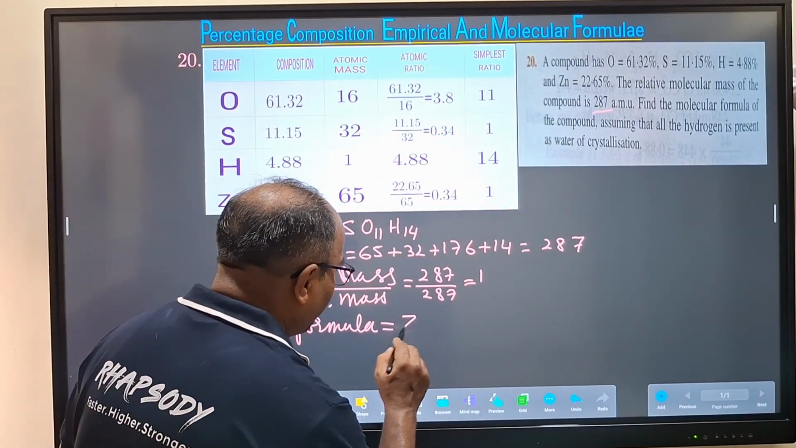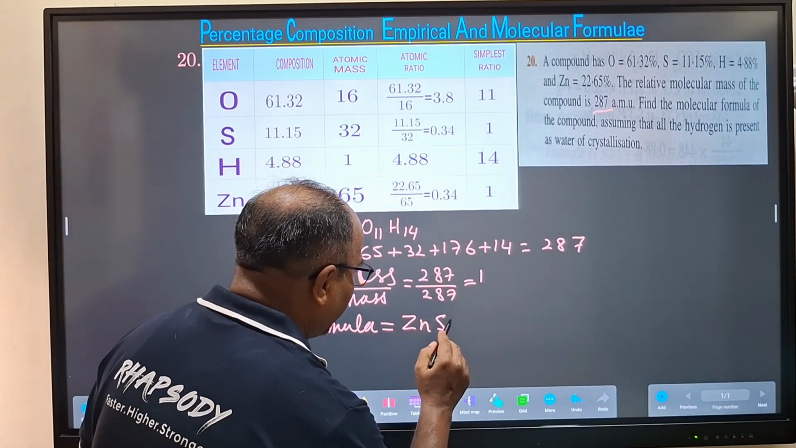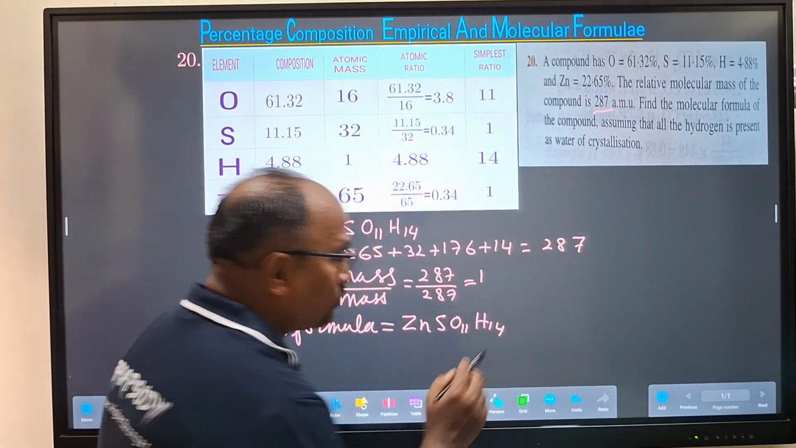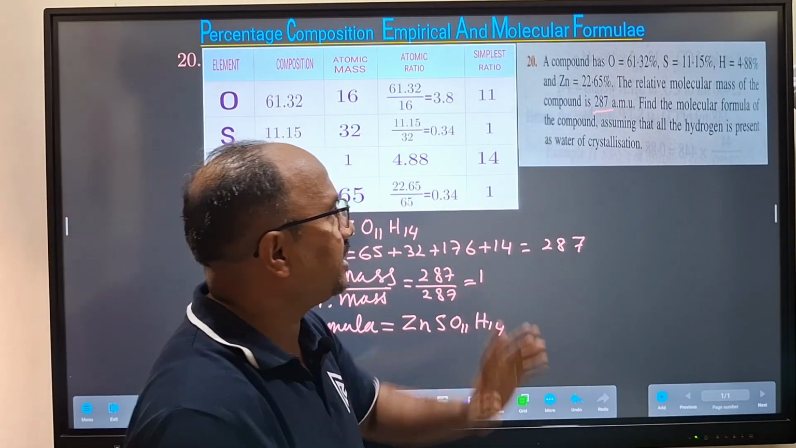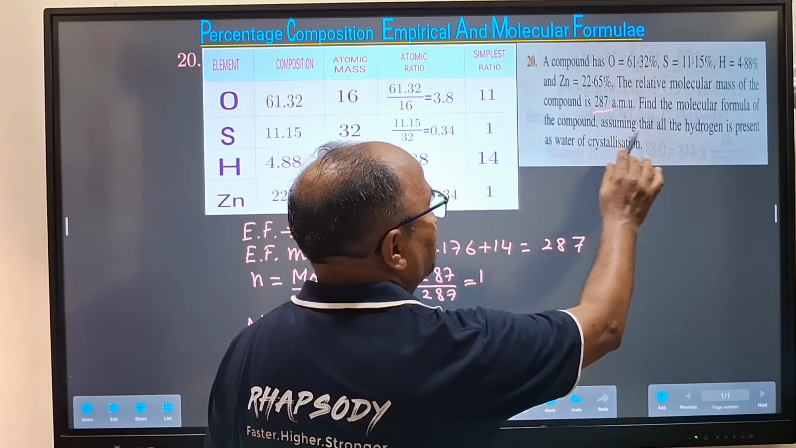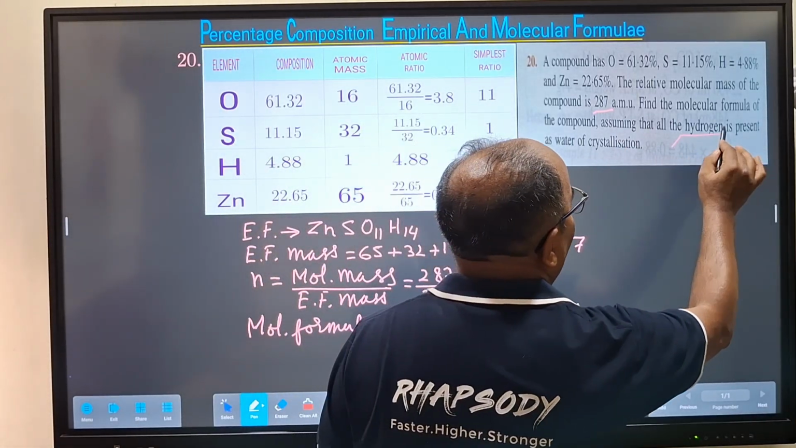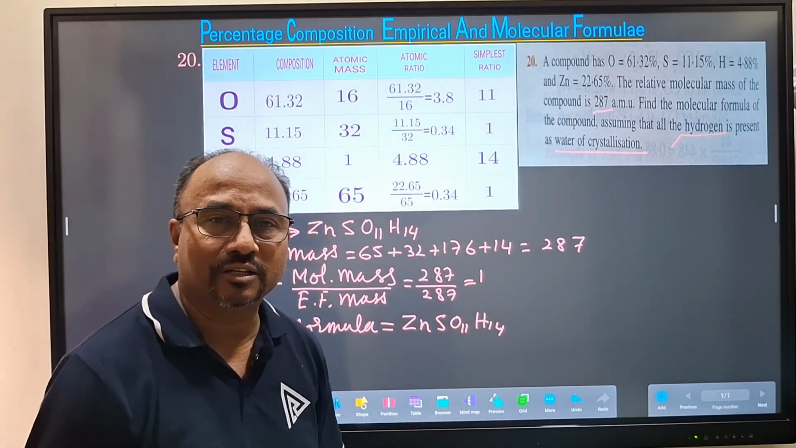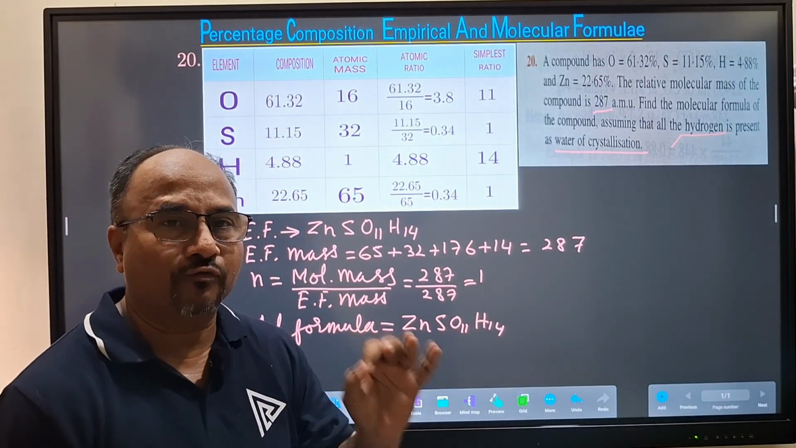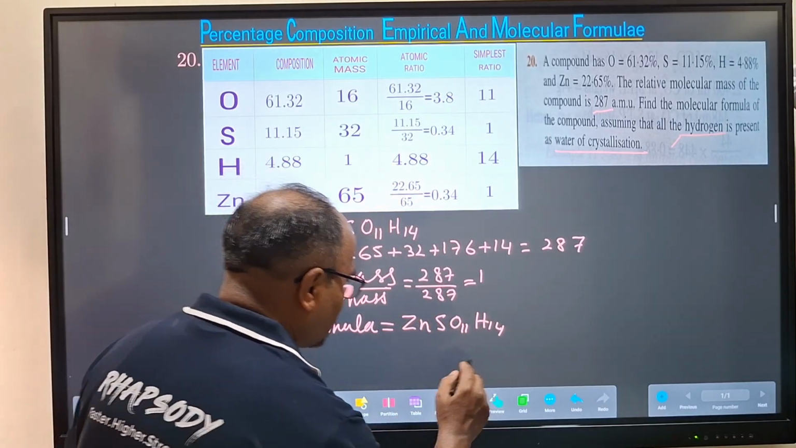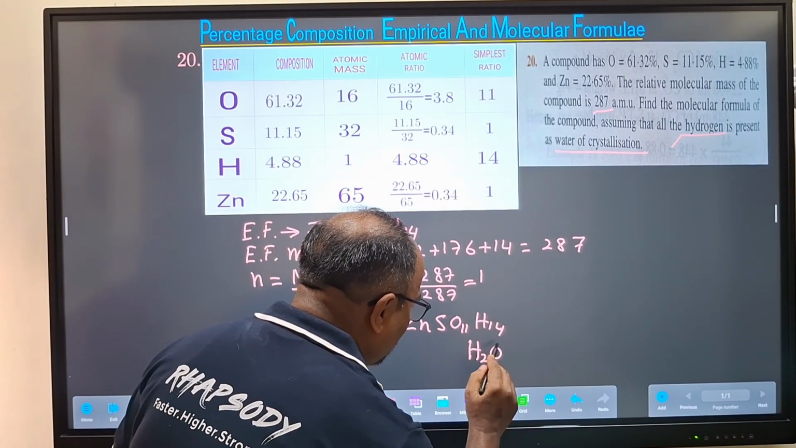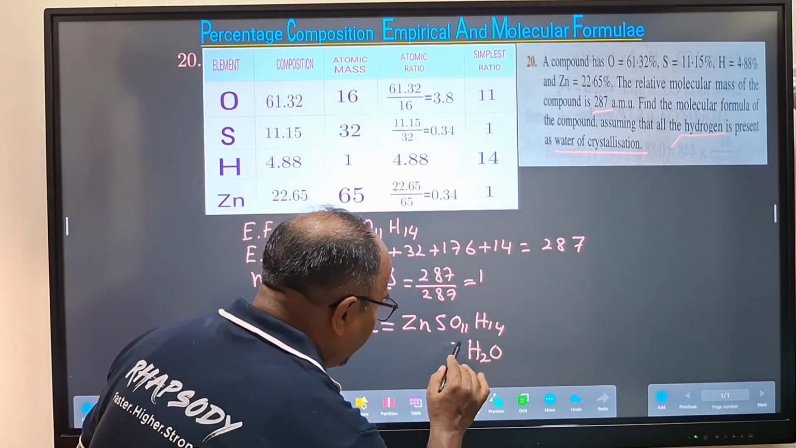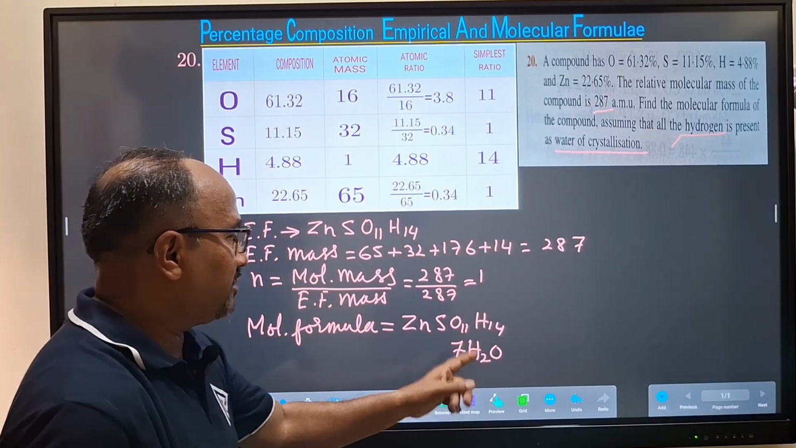So first of all, I will write what we had given there and then go to look for what the question said. The question tells here the molecular formula of the compound, assuming that all the hydrogen is present as water of crystallization. How many hydrogen is there? 14. Water formula is H2O. So I am writing H2O. All the hydrogen goes in water. Here it is 2. So if I write here 7, it becomes 7 2s are 14.